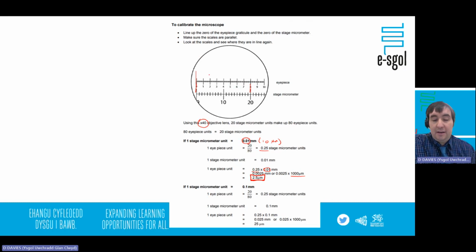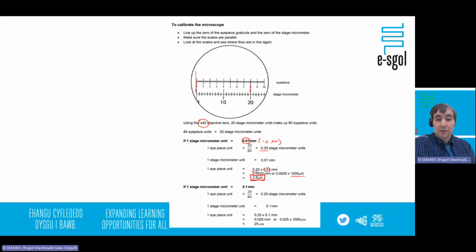Now, ideally, obviously, you need to learn how that works. So you need to divide the units of the stage micrometer by the units of the eyepiece to get the value of 1. Then you need to multiply that by the value of 1 here. So that will give you the value of one of these divisions. However, in reality, if you calibrate the times 40 objective lens once and learn that it's 2.5 microns, that's fine. You just need to remember 2.5 microns.